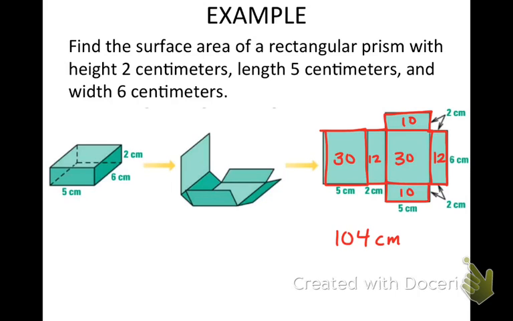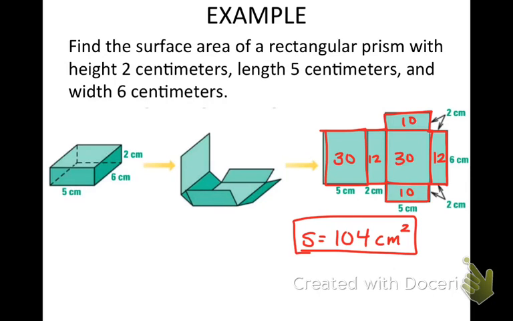centimeters. We're doing area, so what should we do with our units? Square it. Good. So surface area equals 104 centimeters squared. Okay? So find the area of each surface individually.